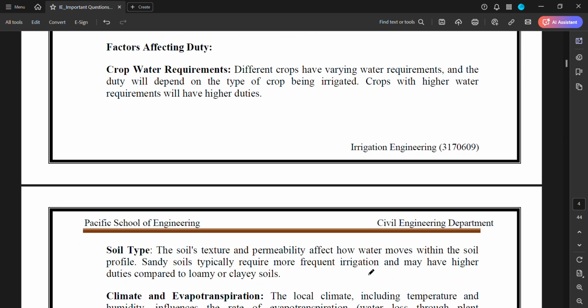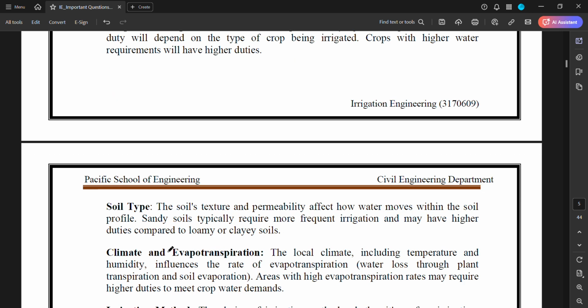Now what are the factors affecting the duty? First is crop water requirement. Different crops have various water requirements and the duty will depend on the types of crop being irrigated. Like there is sugarcane, there is rice, there is wheat. Crops with higher water requirements will have higher duties. Like sugarcane requires much water, so it has higher duties.